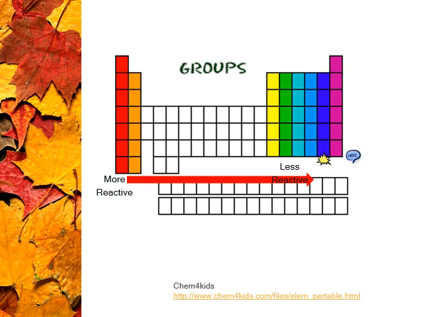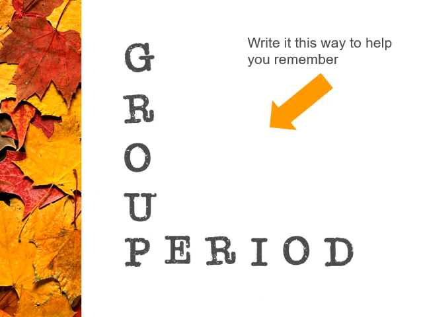And then our noble gases, nope, they're not going to react with anybody ever. They are not capable of forming chemical bonds. In order to help us remember this, if you will write groups downward and periods across, it is a great memory tool to help you keep track of that.